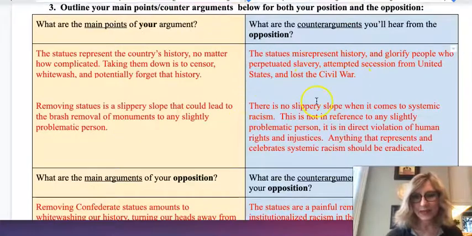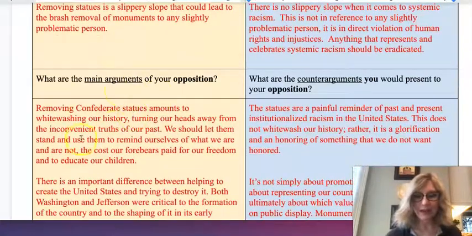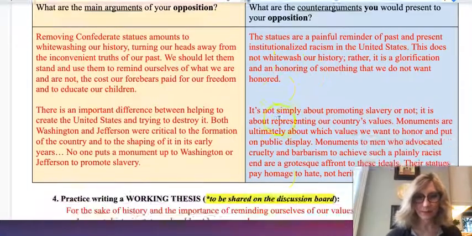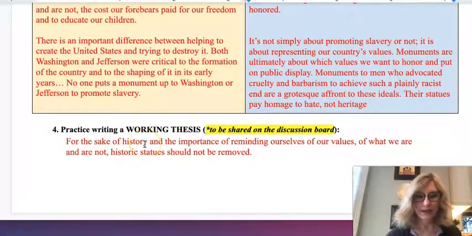Now, some of these counter arguments may or may not be on this side too, but try to come up with different ones. What would the main arguments of the opposition be? And then what would your response be? And then a practice thesis might be something like this: for the sake of history and the importance of reminding ourselves of our values of what we are and are not, historic statues should not be removed.